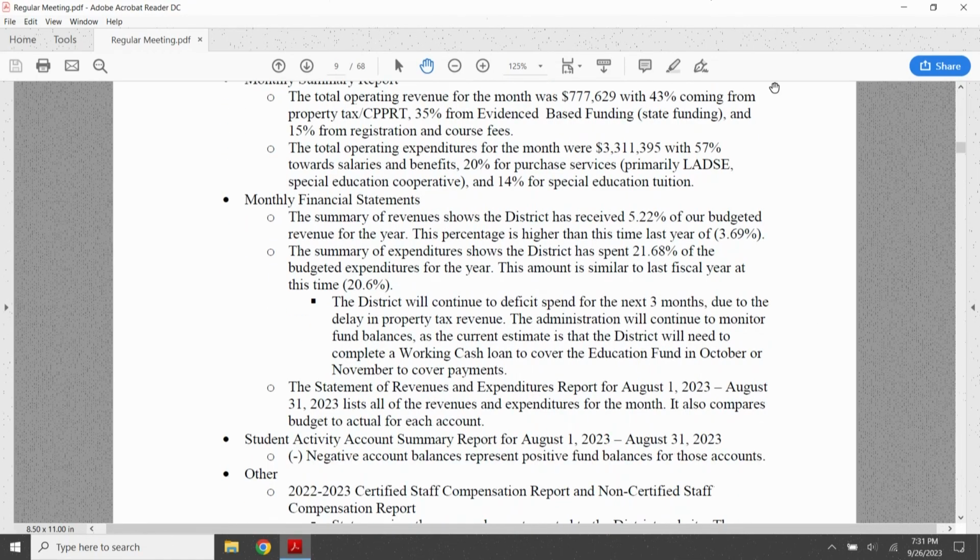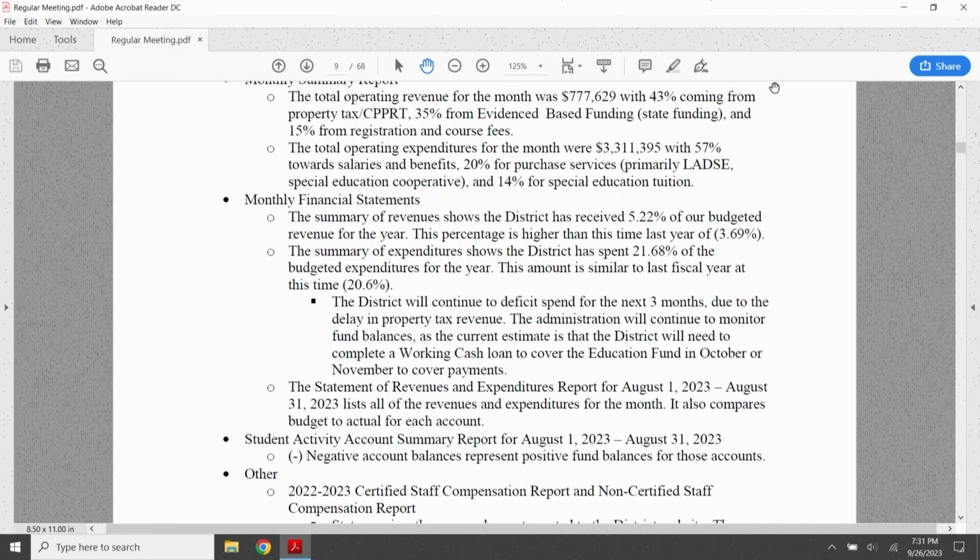This percentage is higher than last time. Last year, we were only at 3.69. Summary of expenditure shows the district has spent 21% of the budget expenditures for the year. This is similar to last fiscal year. The district will continue to deficit spend for the next 3 months due to the delay in property tax revenue.